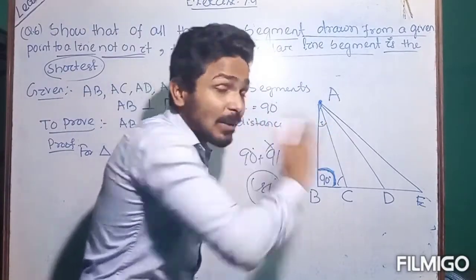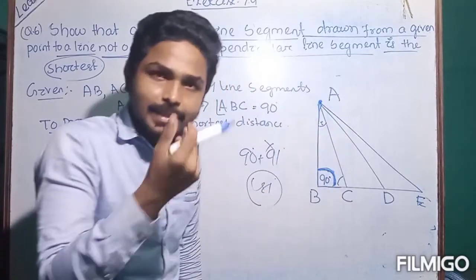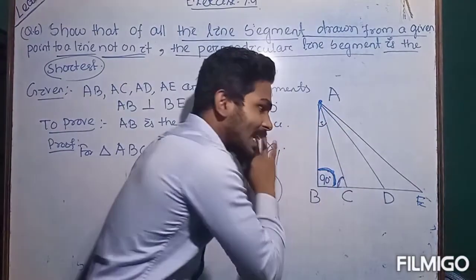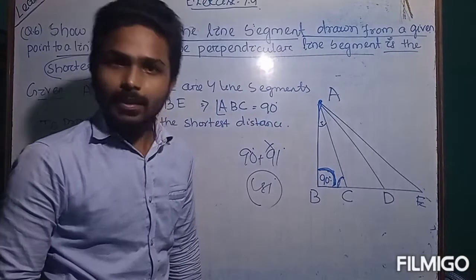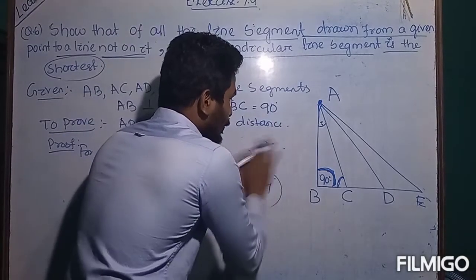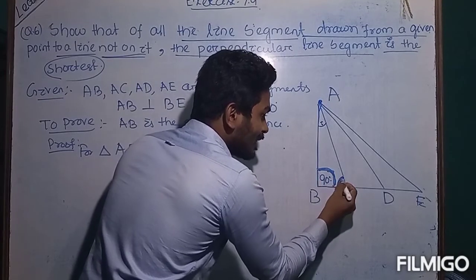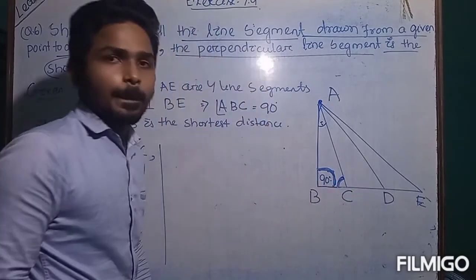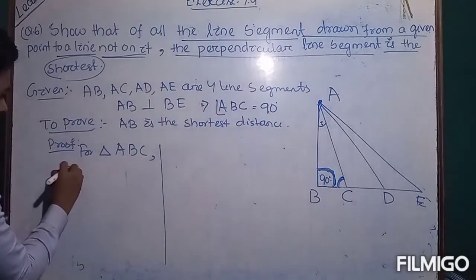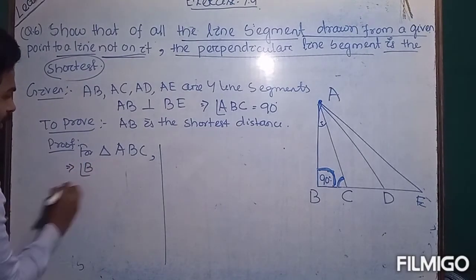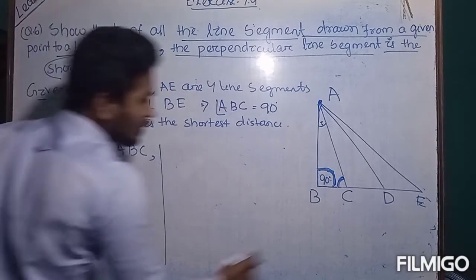So this angle can never be greater than this angle. Similarly, this angle can never be greater than this angle. Understood? So we can write that angle B is greater than this angle. So angle B is greater than which angle? Angle C.